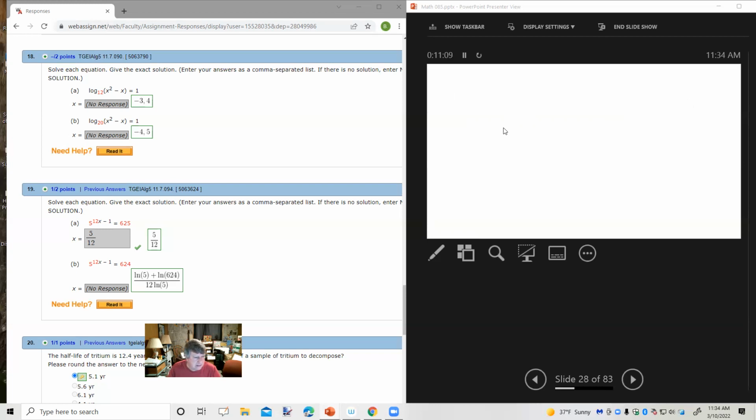Okay, let's take a look at 19. And part A, we have 5 to the 12x minus 1 equals 625. Well, 625 is 5 times 5 times 5 times 5, or 5 to the 4th power. So now we have 5 to the 12x minus 1 equals 5 to the 4th. Therefore, 12x minus 1 equals 4. Add 1 to both sides. 12x equals 5. Divide by 12, x equals 5/12, which the student already did and got correct.